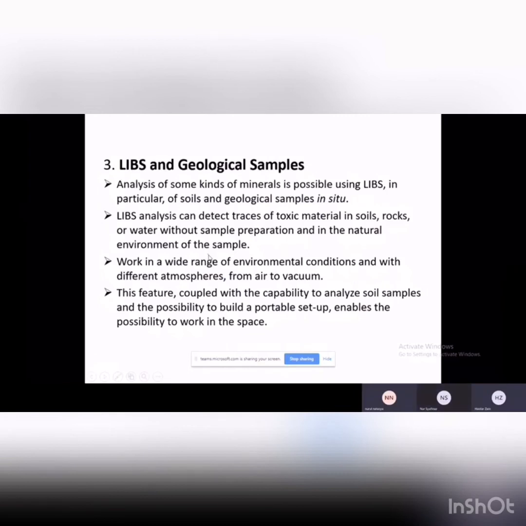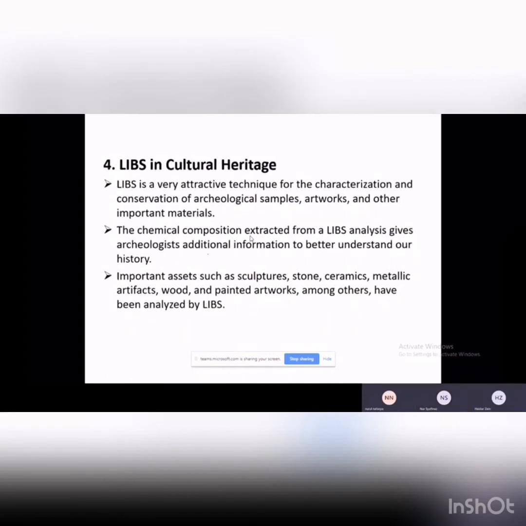So LIBS is also very useful to help in geological samples. Okay, so the next application of LIBS is in cultural heritage. The first one is LIBS is a very attractive technique for characterization and conservation of archaeological samples, artworks, and other important materials. The chemical composition extracted from LIBS analysis gives archaeologists additional information to better understand our history.